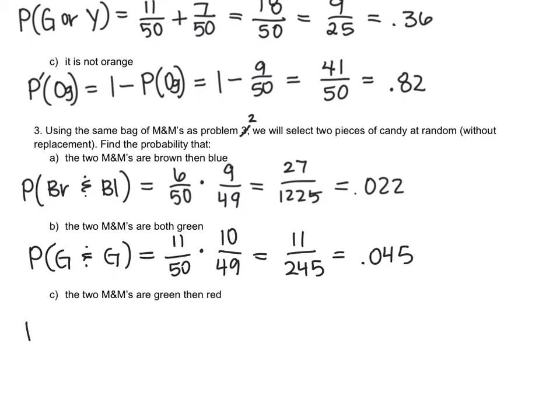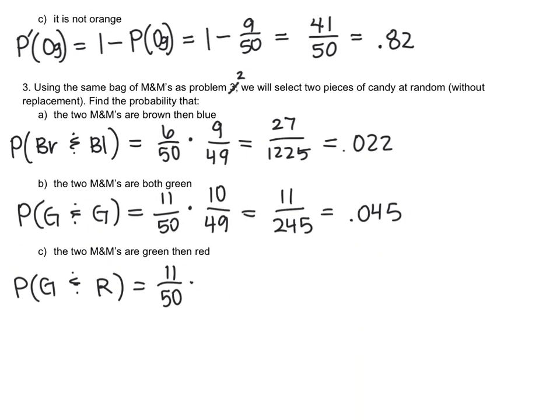Then lastly, we want to find the probability of getting a green M&M and then a red. So 11 out of 50 are green, and then how many red? 8 out of 49, because again, we have 1 less M&M in the bag. So as a fraction, that is 44 over 1,225, or as a decimal, 0.036.